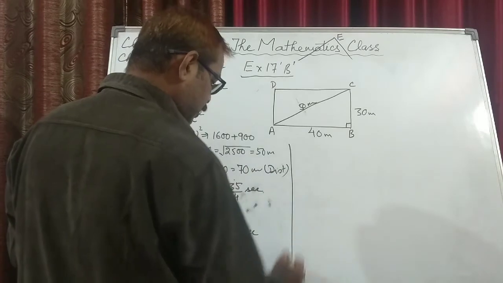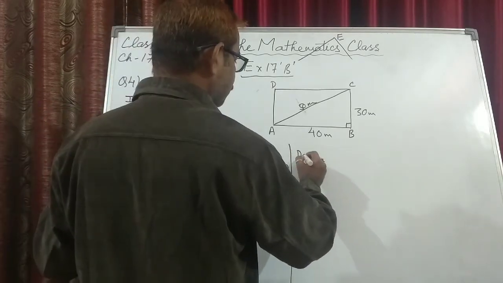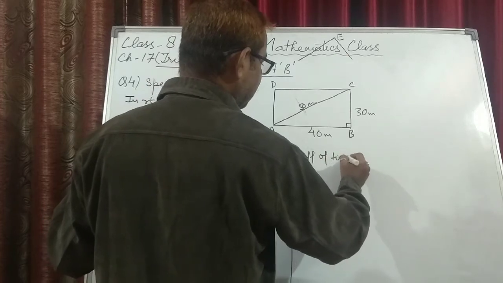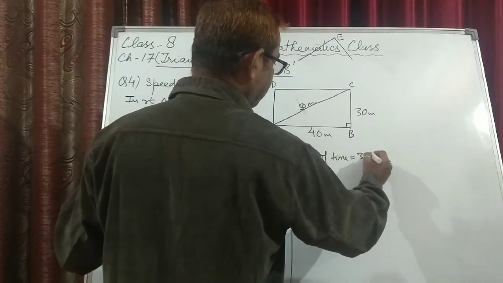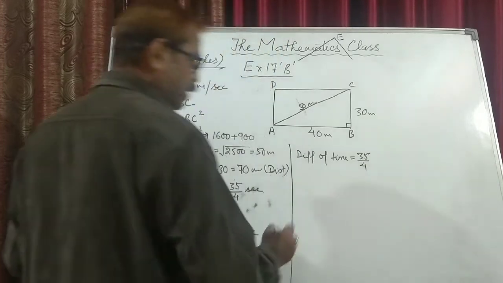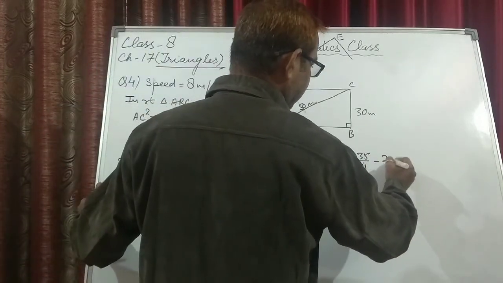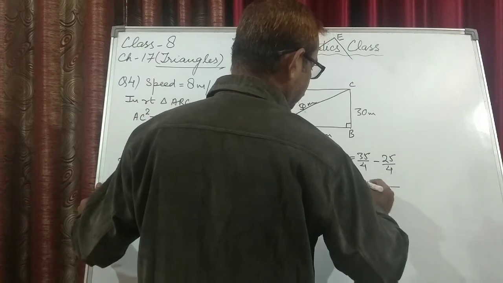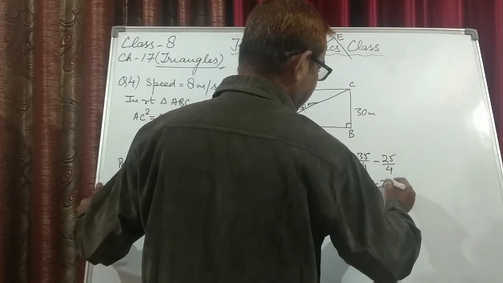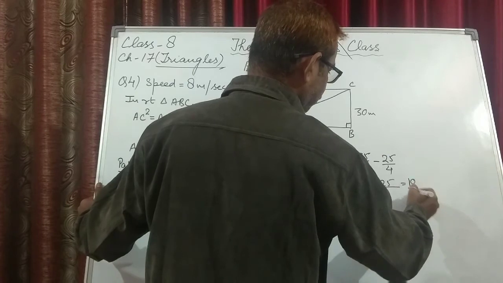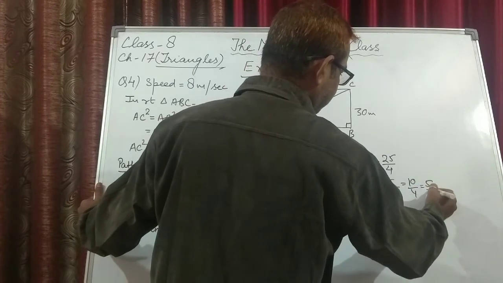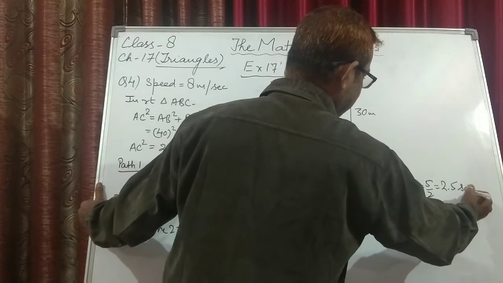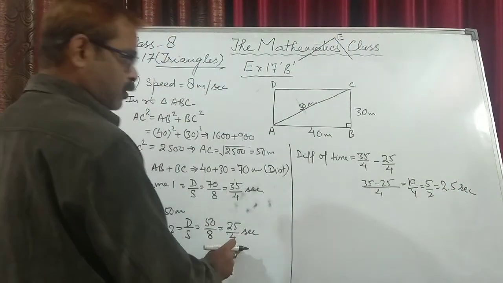Now we have to find out the difference. So difference of time, that will be 35 upon 4 in case 1 minus 25 upon 4 in case 2. LCM will be 4. 35 minus 25, that is 10 upon 4, that becomes 5 upon 2, or that becomes 2.5. What? Seconds, because here also seconds, here also seconds.